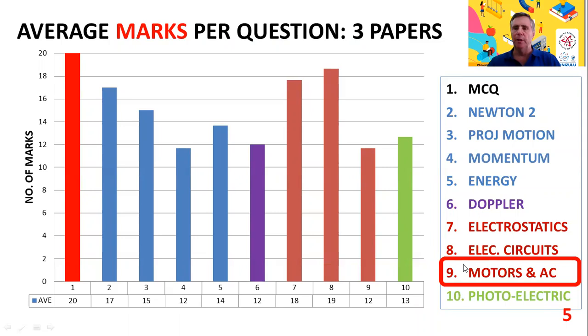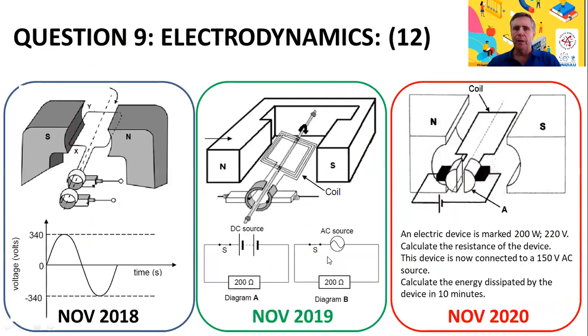In the exam, electrodynamics, motors, and alternating current is always question 9, and on average over the last 3 years, it has been for 12 marks. Here's a comparison of exam questions for the last 3 years, November 2018, 2019, and 2020. The questions have been very similar.